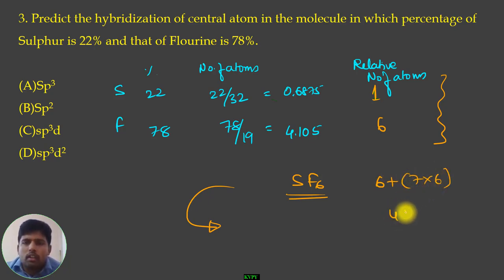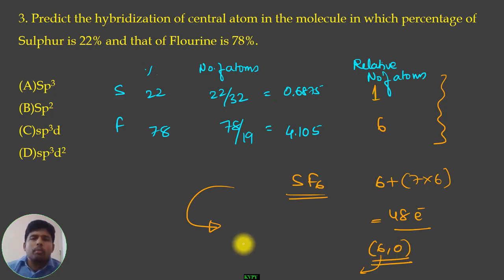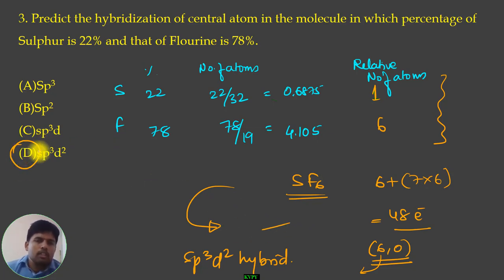So total 48 electrons, which are total valence electrons. If you divide this by 8, you will get 6 and remainder will be 0. The first number indicates number of bond pairs and the second one will indicate number of lone pairs. So there are 6 bond pairs and 0 lone pair, that means it is sp3d2 hybrid. That will be the answer. So let us move on to the next question.